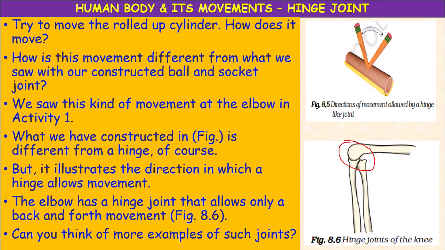Can you think of more examples of such a joint? Knee. Knee is another example of such a joint. Which joint? Hinge joint. Why is it called a hinge joint? Just like the hinge of a door, which allows the door to move only back and forth, in a similar manner the joint present in the elbow and knee allows movement in only one direction. That's why it is called a hinge joint.